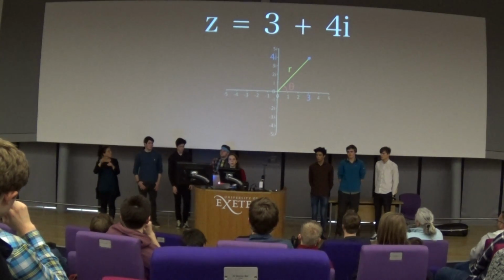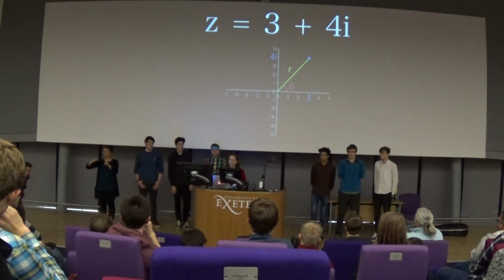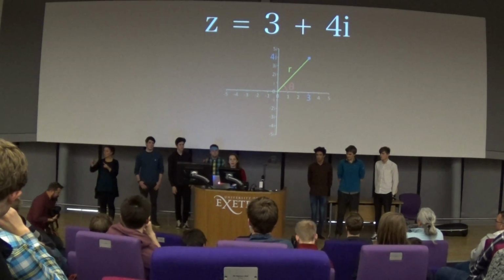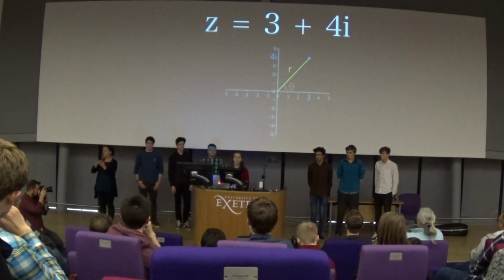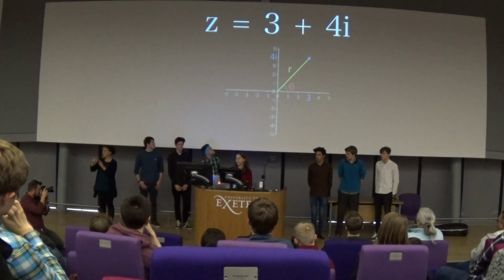The length of this line we call r. We can also mark the angle between this line and the axis with the number line. And we call this angle theta, which is a Greek letter we use to represent an angle. And this diagram is called an Argand diagram, or a complex plane.